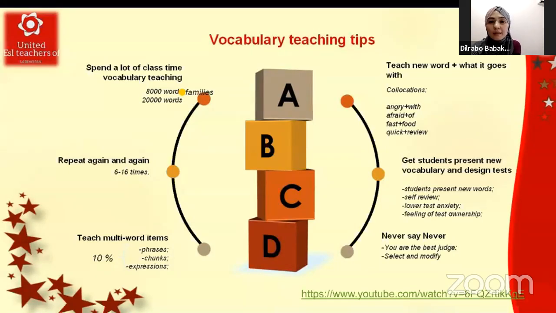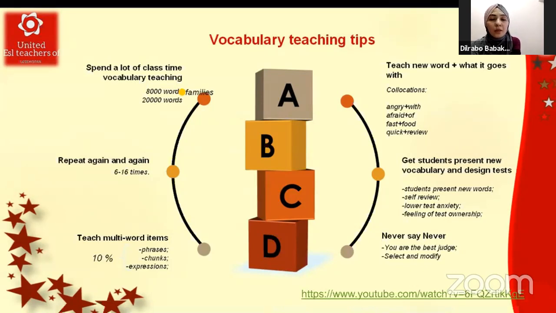The second tip is repeat again and again. According to the research, students will learn a new word if the word is repeated from 6 to 16 times. Why do we have to repeat so many times? Because we live in a country where English is a foreign language. We don't hear English around us, we cannot watch it on TV, and the people around us don't speak it. That's why during the lesson, it's the teacher's task to repeat the words.